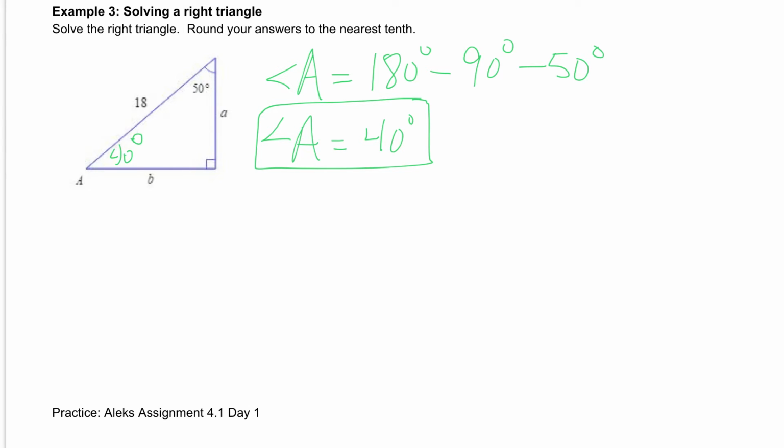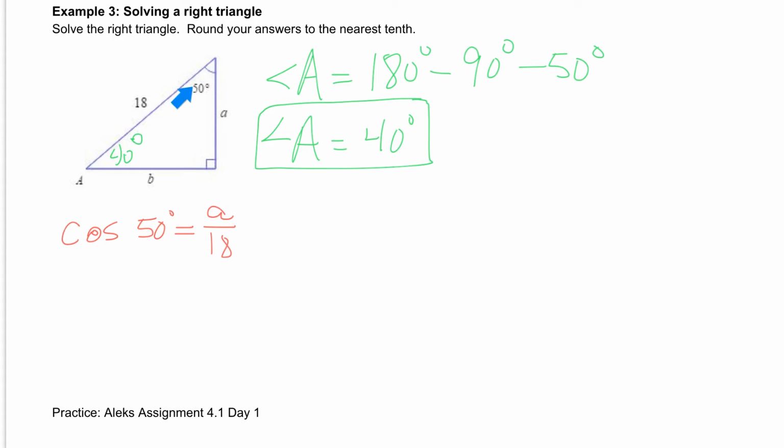Okay, then I need to find my side lengths. So to find these two lengths right here, I need to think about what I have. I can use either one of these angles, and then I can use the side which is 18. So if I use the 50 degrees and the 18, and I want to find side A, thinking of my angle right here, I have the adjacent and I have the hypotenuse. That's the cosine function. So I could say the cosine of 50 degrees is equal to A over 18.